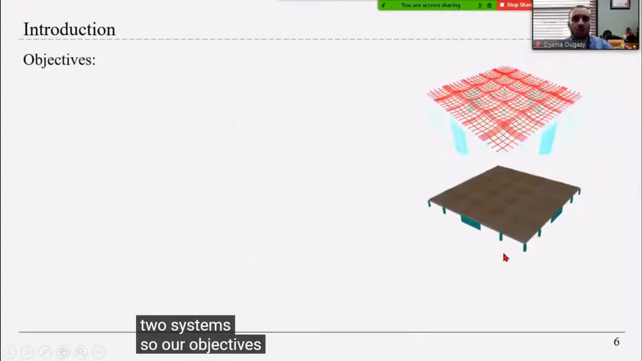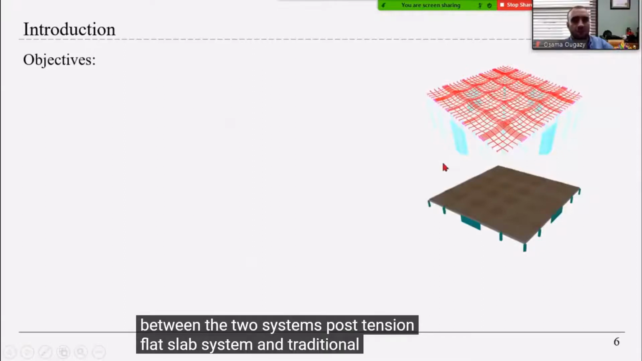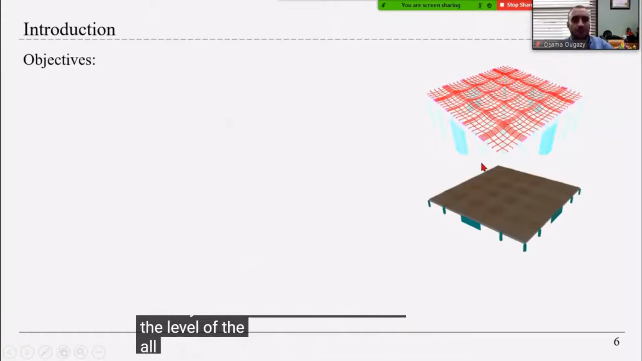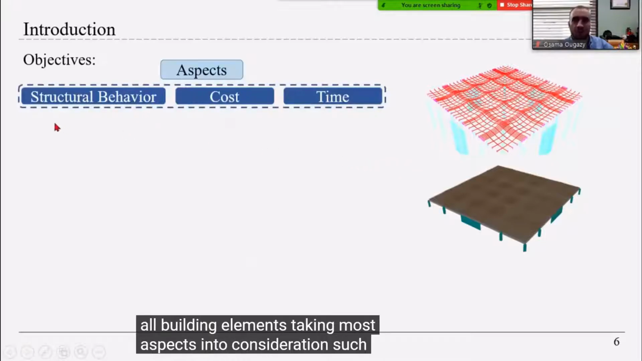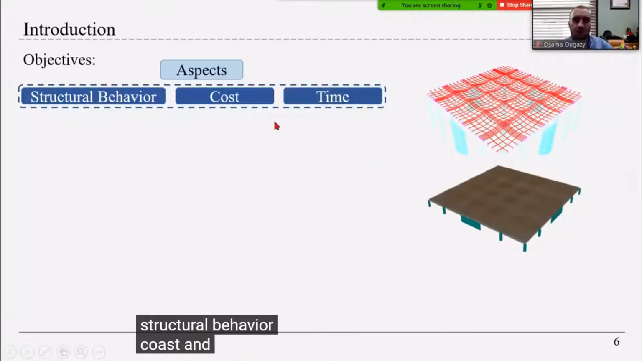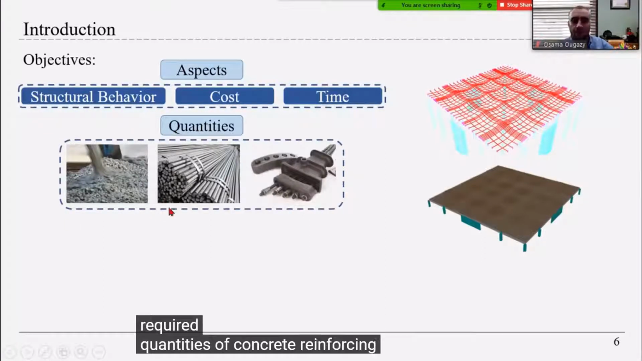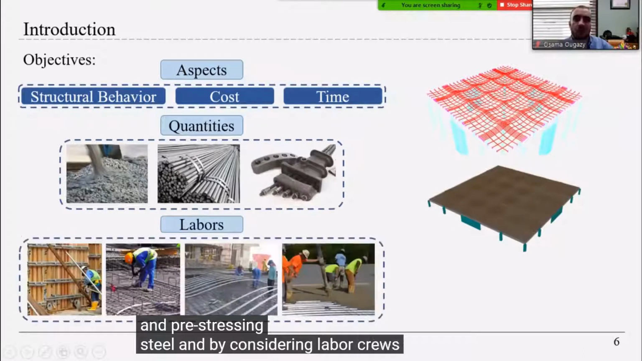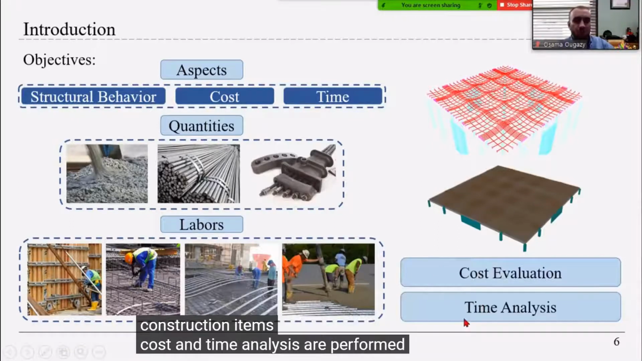So our objective is to make a comparison between the two systems, post-tension flat slab system and traditional flat slab system, not only at the level of the slab, but at the level of all building elements, taking most aspects into consideration, such as structural behavior, cost, and time. After obtaining the required quantities of concrete, reinforcing steel, and pre-stressing steel, and by considering labor crews and productivity rates of each construction item, cost and time analysis are performed.